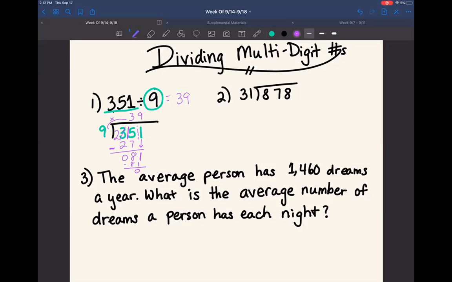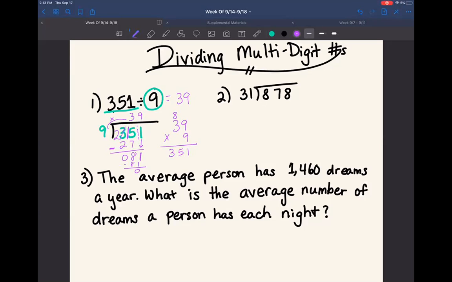Now, if I want to check this and see if it's right, all I have to do is 39 times 9. 9 times 9 is 81. I'm going to carry my 8. 9 times 3 is 27, and then 27 plus that 8 equals 35. So my answers work out, okay? Any questions on this first problem? No. Okay, so now the next one.